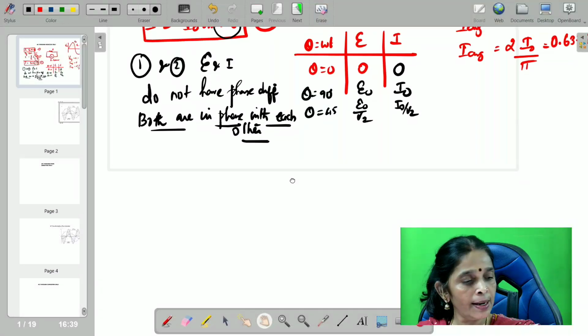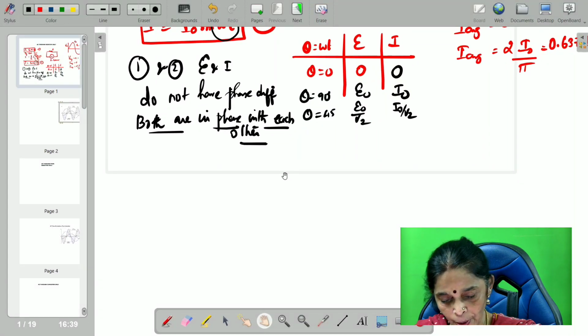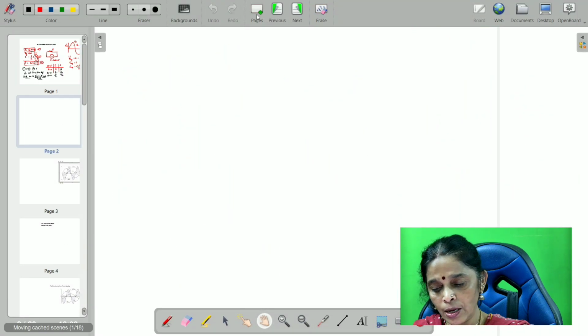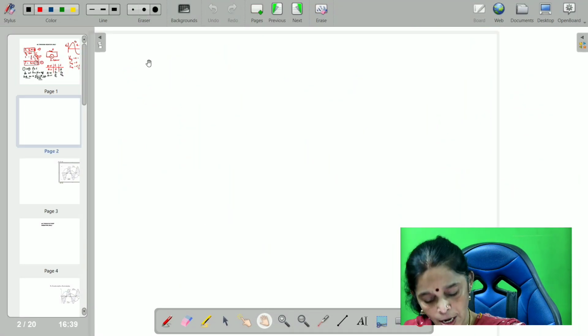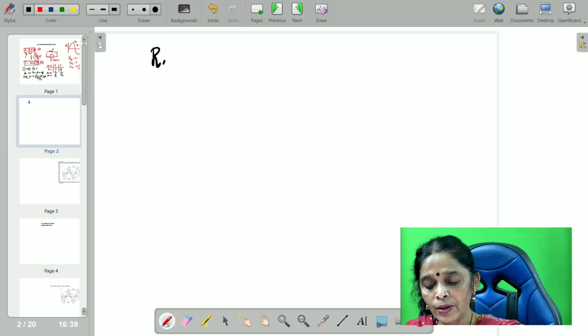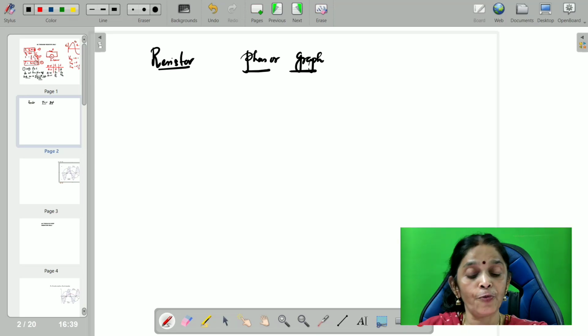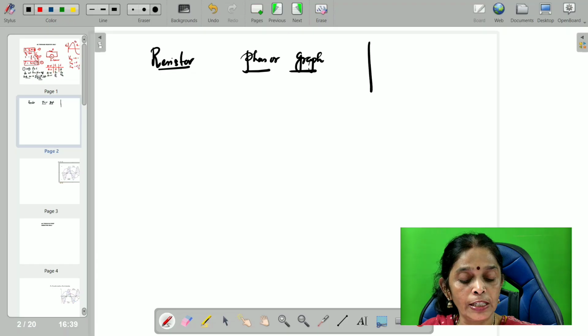So we'll draw the phasor diagram. Just let me lift it up. I will take the next page and then draw for a resistor, continuation. For a resistor, let me draw the phasor graph. So how to draw the phasor graph? There is no phase difference, right?